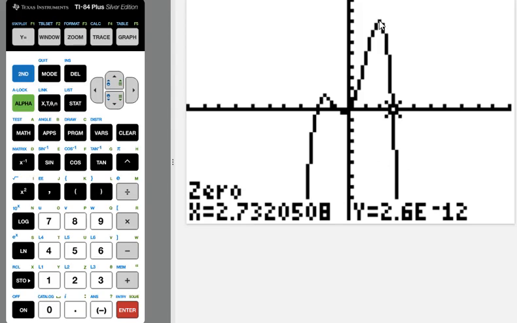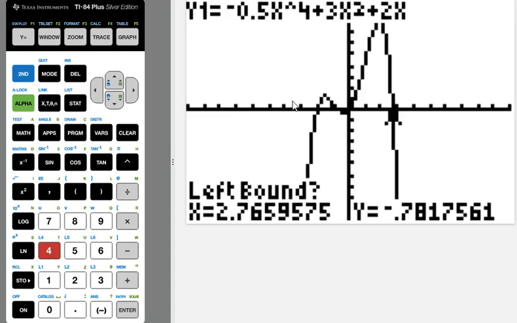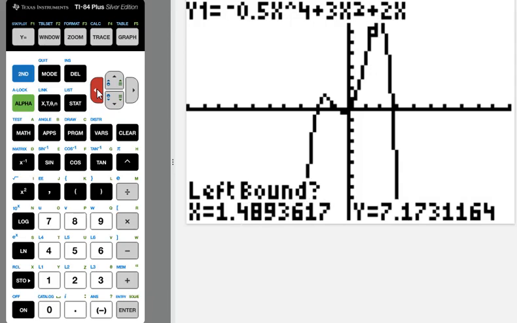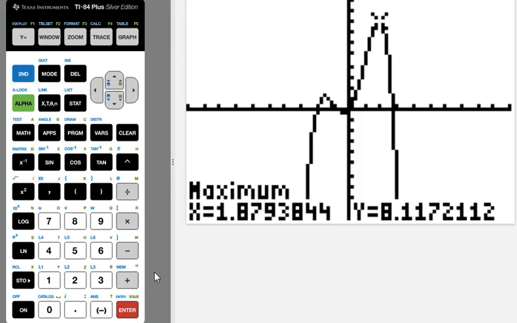Now we can work out this maximum point. Still go to second trace. Maximum, that's 4. So press 4. Left bound, still make the arrow on the left side of the maximum point. Enter. Then move to the right side of the maximum point. Enter. Then enter again. This will be the maximum point.